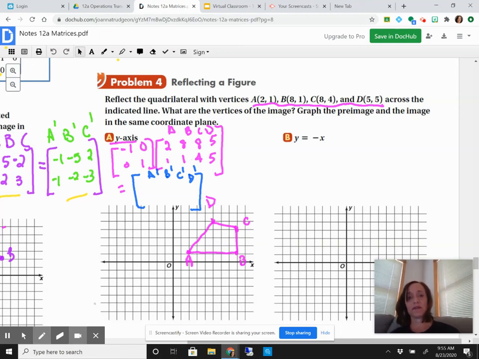Now, when you think about the y-axis, this is the y-axis right here. So this object, it would be like you taking a piece of tracing paper, tracing this on there, right? And then picking up your tracing paper and flipping it over the y-axis. So your shape should be like over here, right?